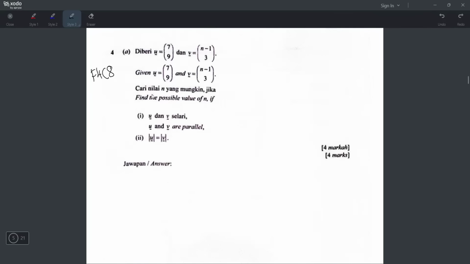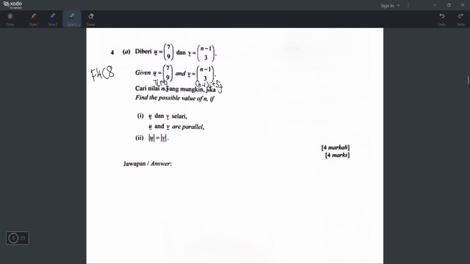So (7, 9) actually means 7i plus 9j. Okay. And this one is actually (n minus 1)i plus 3j. But you learned it, right? That when it's in i and j, you can actually write in this form, like the bracket format. Okay, it's the same meaning.